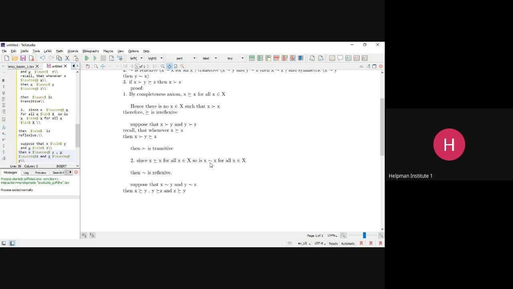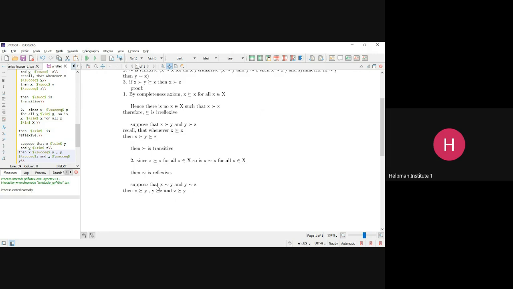I can replace this symbol by a preference relation. So I can say that if X is at least as good as Y, and Y is at least as good as Z, then Z is also at least as good as Y. We can reverse it because they are indifferent. So from this expression, X is at least as good as X.